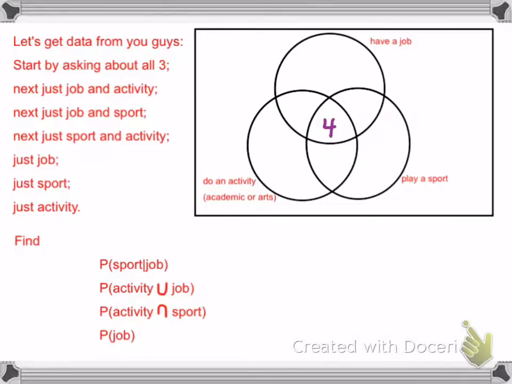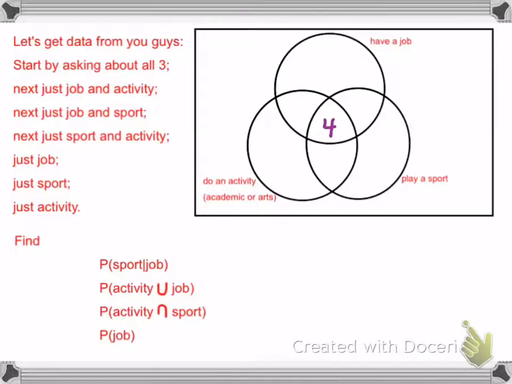All right, go ahead and take a second, copy this 3-circle Venn diagram down. What's happening in here is I ask my class to place themselves in this Venn diagram, where the top circle is they have a job. The bottom right circle is they play a sport, and I restricted it to a sport here at Kennedy. And this other circle is that they do an activity, whether it's academic or art. So show choir, band, jazz band, math team, science olympiad, activities like that, academic or arts.